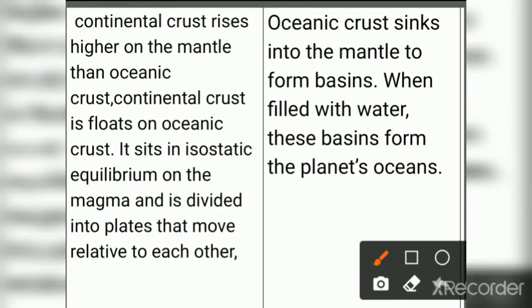The continental crust rises higher on the mantle than the oceanic crust. The continental crust floats on the oceanic crust. It sits in isostatic equilibrium on the magma and is divided into plates that move relative to each other. Then the oceanic crust sinks into the mantle to form basins. When filled with water, these basins form the planet's oceans.